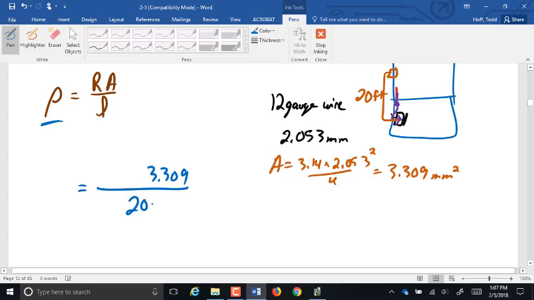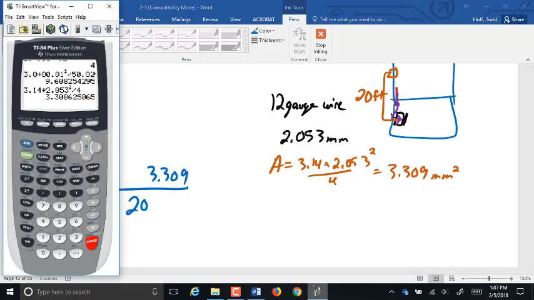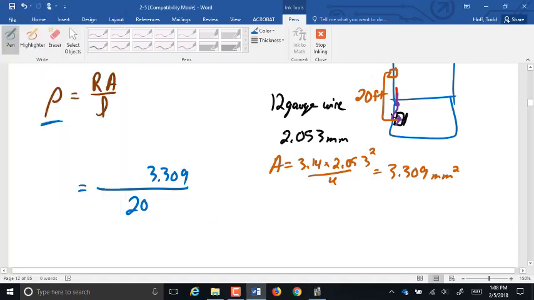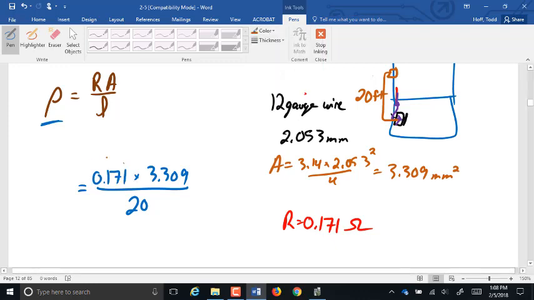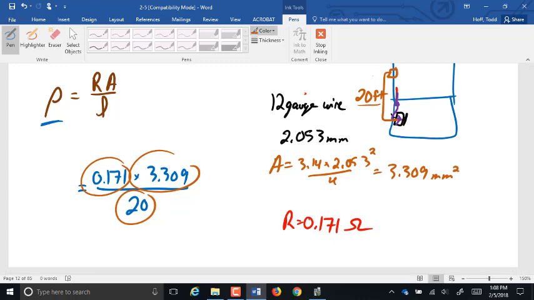Our length is 20. Let's say we hook up the meter and measure the resistance, and we get a resistance of 0.171 ohms. So we'll put that in here. So what we're going to do is multiply resistance times the area and then divide by the length. Now I have that length in feet. Let's change that. That should be 20 meters, because we are using the metric constants. So that's 20 meters we're going to put that as.